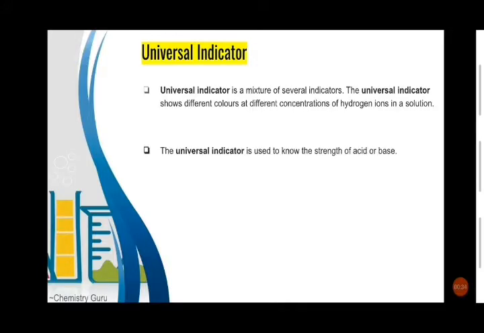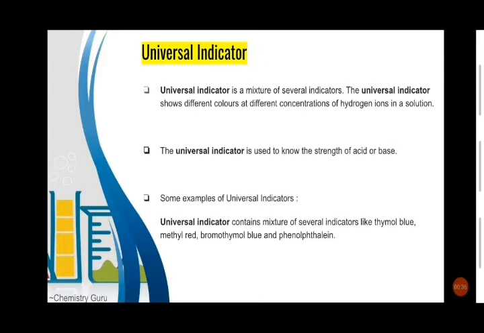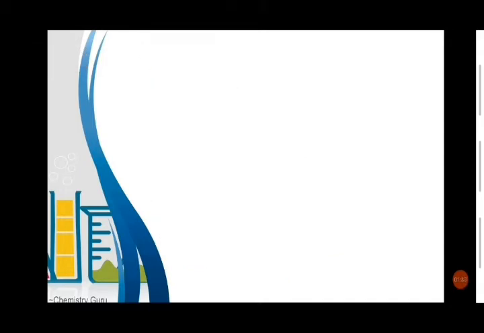Firstly we are going to discuss the universal indicators. A universal indicator is basically a mixture of several indicators which shows different colors by which we can identify the strength of an acid or a base. That means the basic use of a universal indicator is to identify the strength of an acid or a base. Thymol blue, methyl red, bromothymol blue, and phenolphthalein are some basic examples. I hope this is clear.